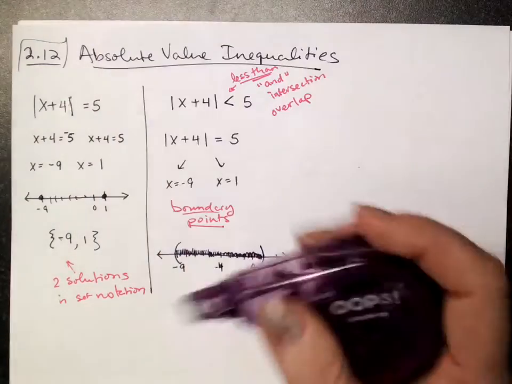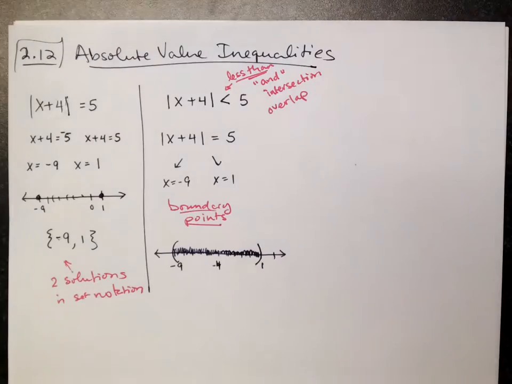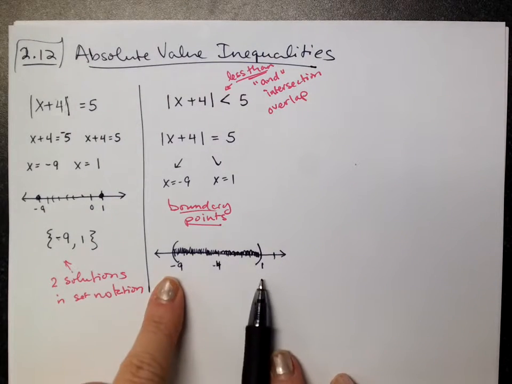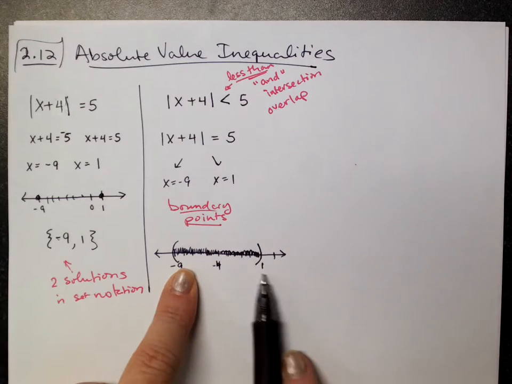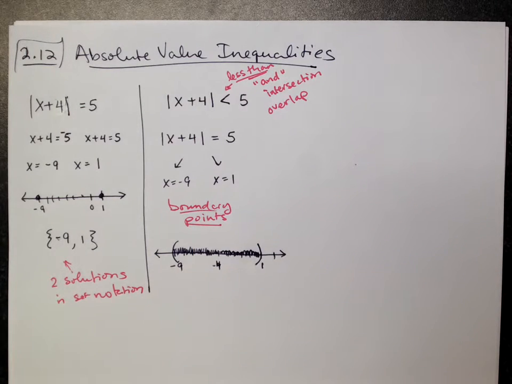I'm going to take that 0 off just so it's not confusing. So our boundary points are -9 and 1. They are not included, so we use parentheses. And the less than symbol tells us that all of our solutions fall inward.